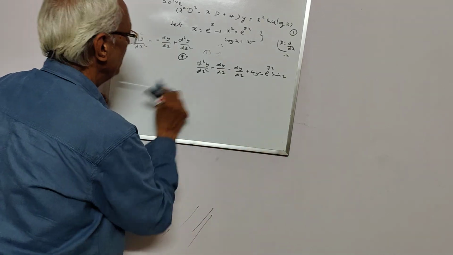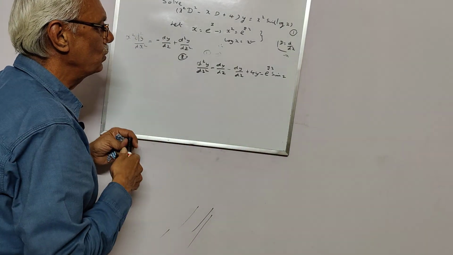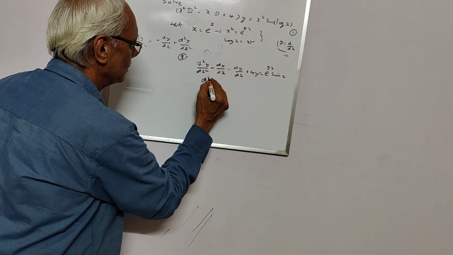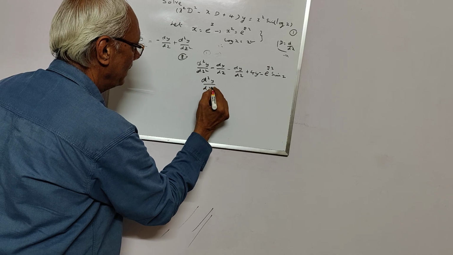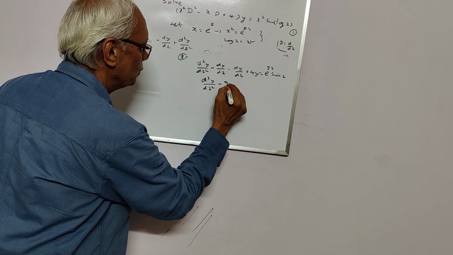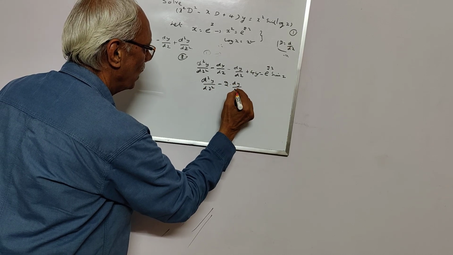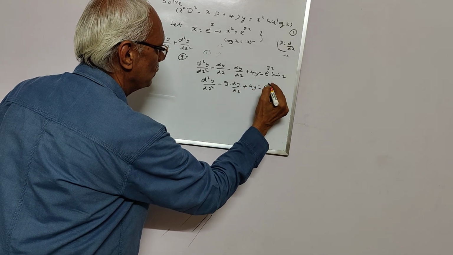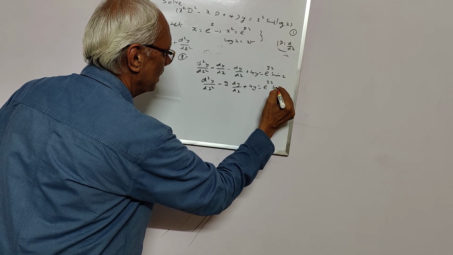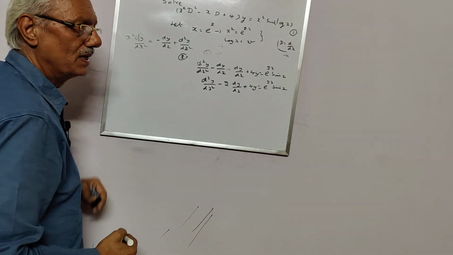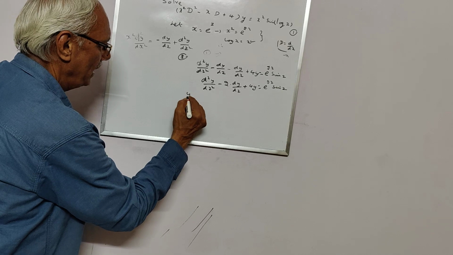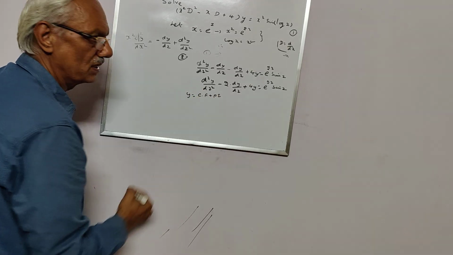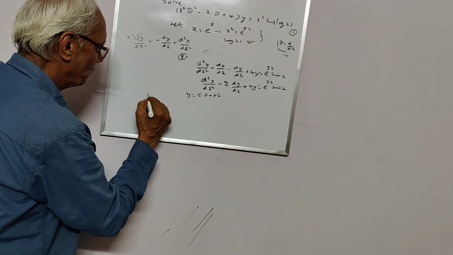Now from this, I have already taught you this. So this can be written as d squared y by dz squared minus 2 into dy by dz plus 4y is equal to e to the power of 2z into sin z. Now, what is your y? y will be equal to the complementary function plus the particular integral.